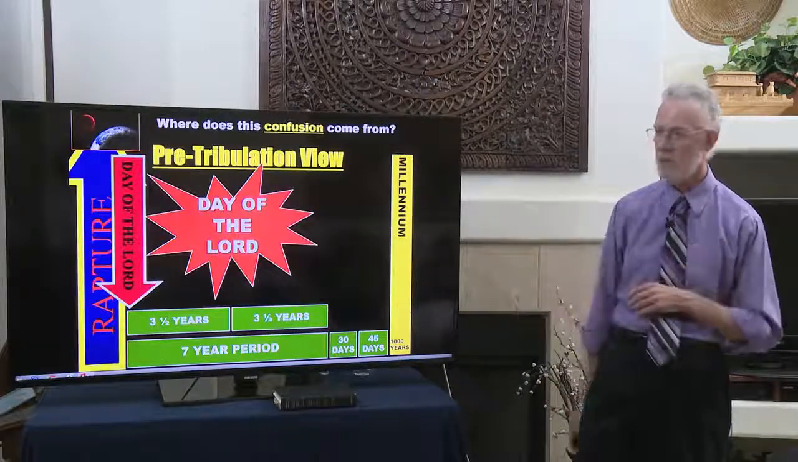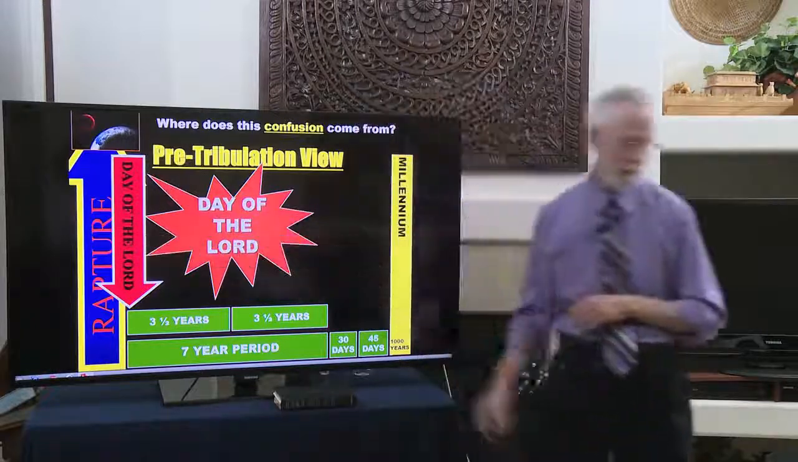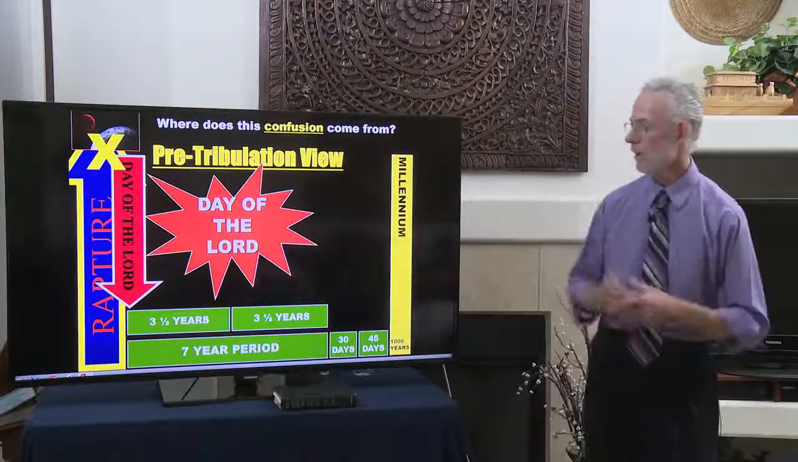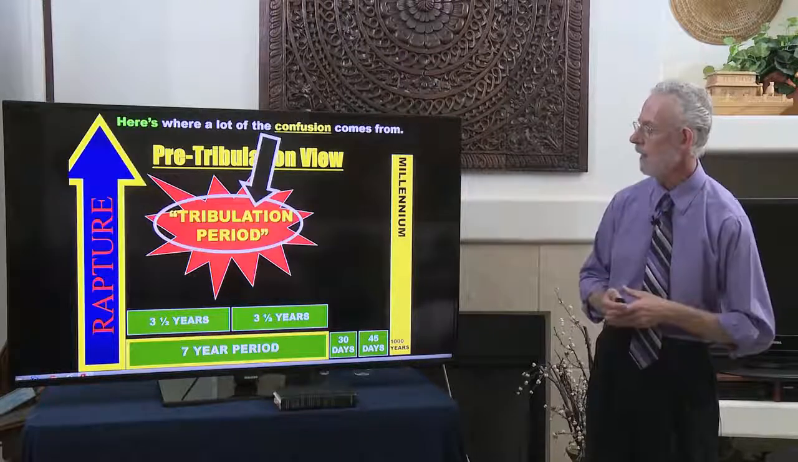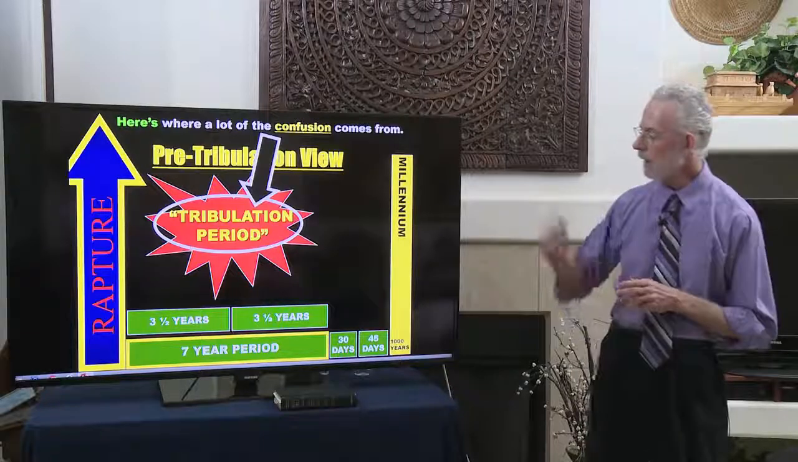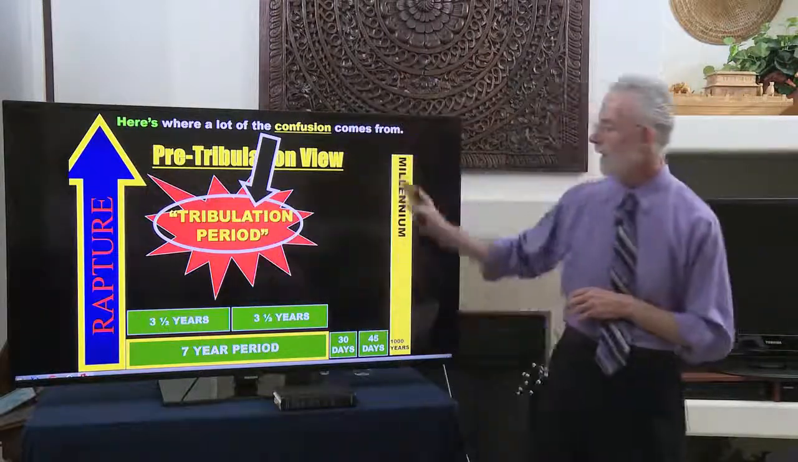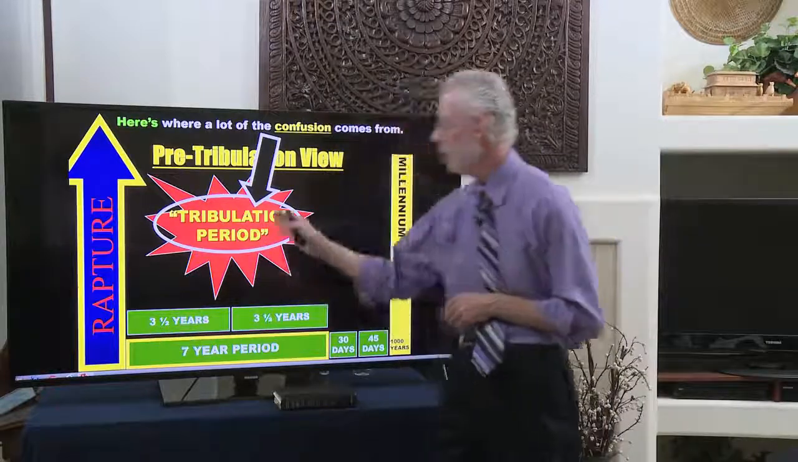Now, again, where does this confusion come from? Where does this idea come from then that the day of the Lord is the whole 70th week? Well, I'll show you a little bit because we know it's not there. The Bible doesn't support that. Here's where a lot of the confusion comes from. The Christians who hold to the pre-trib rapture call this whole 7 year period the tribulation period.